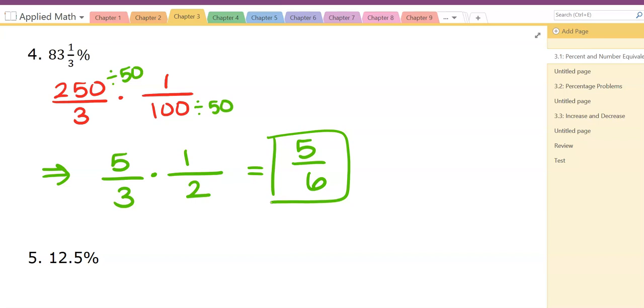So you guys can always check your work that way too. After you get your fraction, divide it out, take it times 100, and make sure you get the answer that you started with. That would be a good way to check your work there.